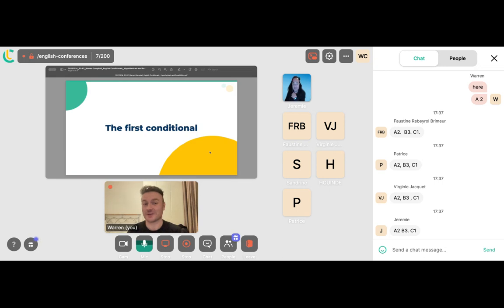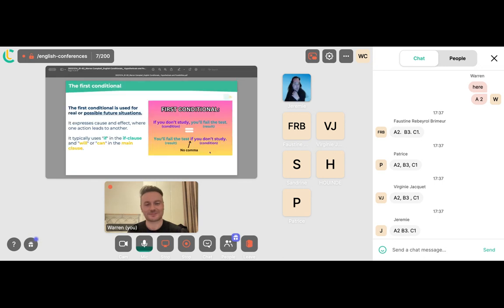Let's take a look at the first, shall we? Why do we use the first conditional? It's used to talk about real or possible future situations. It can also express cause and effect, where one action leads to another. And in this tense, we typically use if. In the second clause, we might use will or can.